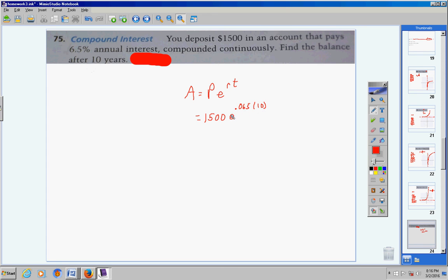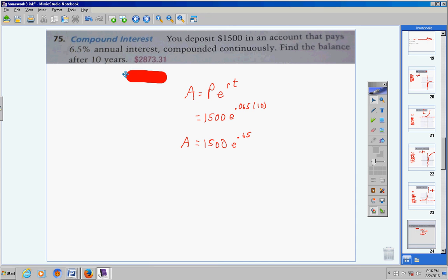So with my calculator, first of all, I'm going to multiply these two together, and I will get e to the 0.65 power, all right? So now with your calculator, just simply type in 1,500, and then your E button, and then 0.65, and hit enter, and you will get $2,873.31, which is the right answer right here. So you found the balance.